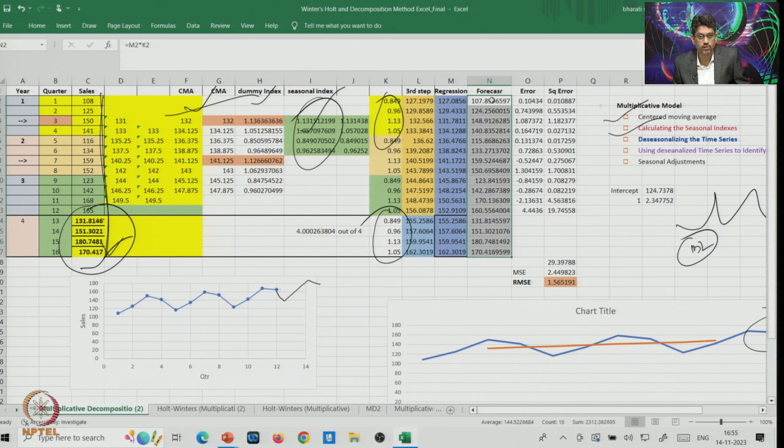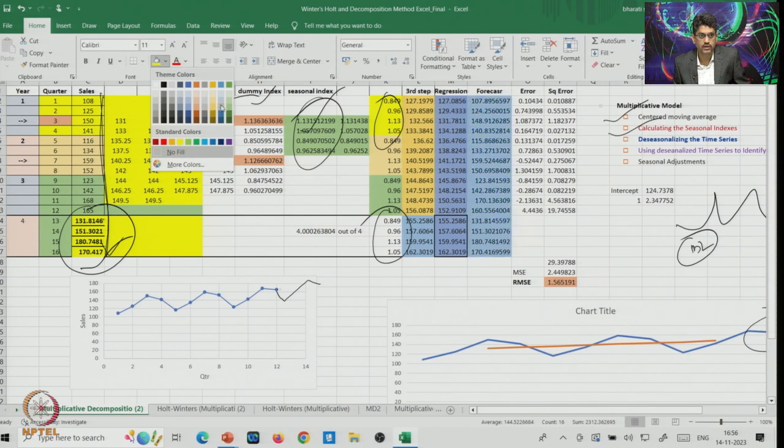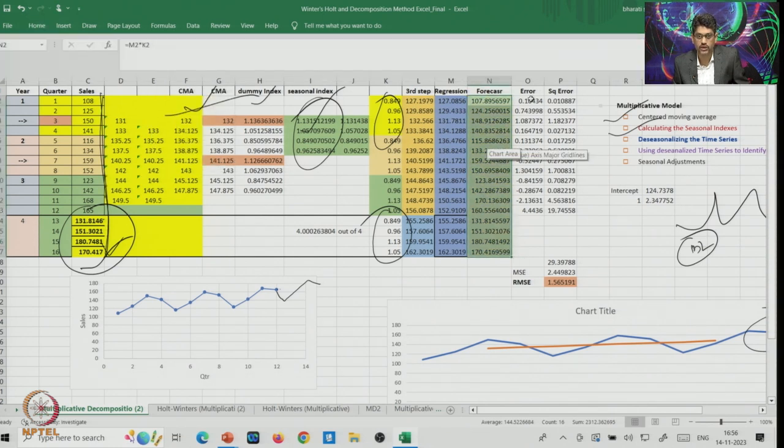So column N is your final forecast. Let me put a color. Column N is nothing but your final forecast as per the decomposition method. If you take that and the corresponding error, and the square of them, and the RMSE, how much RMSE are you getting?